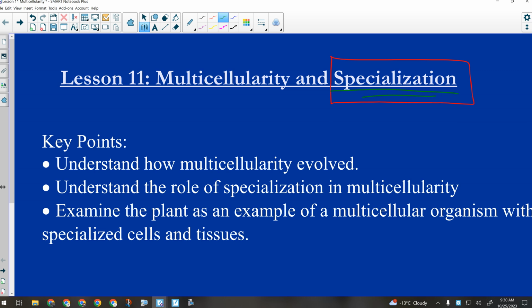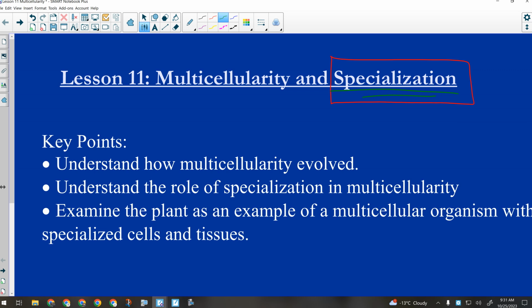Does everyone get the idea of what specialization means? The cells at the basic level are similar, but they are specialized to do a certain job. Specialization is that key characteristic, or, what's the word I'm looking for? I'm drawing a blank here. Oh, I hate it when that happens. Property, that's the word I was looking for, of a multicellular organism. Got to have cells that are specialized.